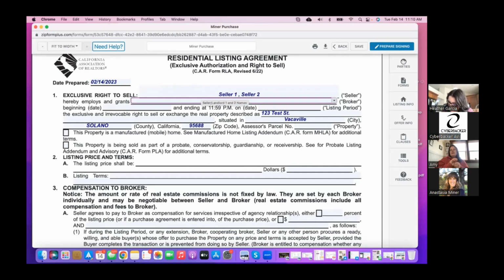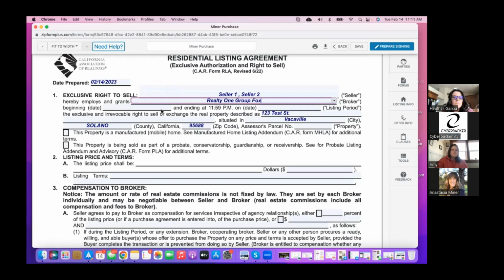Make sure it's their legal name. We like to double check what's on the tax and title records. If the seller's name on the tax records shows that they have a middle initial, please put that middle initial in here. We want it to match as accurately as possible what is on those tax records. Here in the broker, that's where you're going to put in your brokerage information, right?